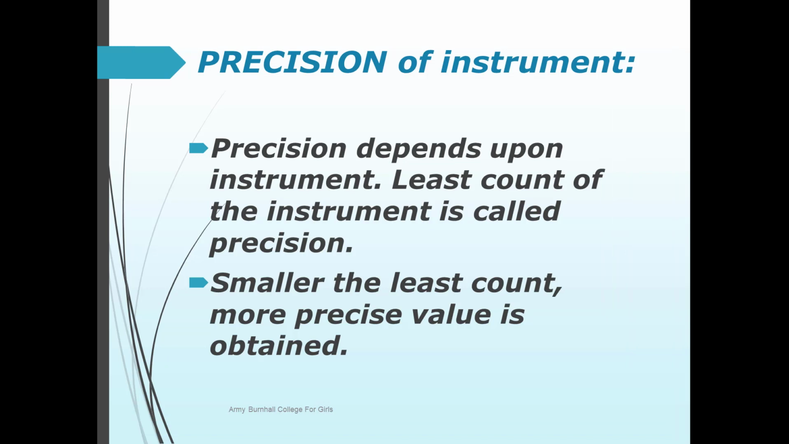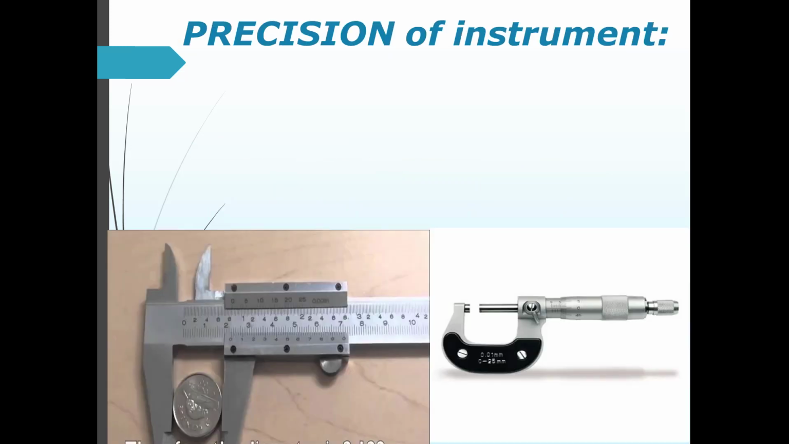Precision can be of instrument or precision can be of measurement. So let's discuss precision of instrument first. That precision depends upon the instrument. Least count of the instrument is called precision. Smaller the least count, more precise value is obtained. If least count is small, then uncertainty is small and more precise value is obtained. So precision of instrument is simply the least count of the instrument.